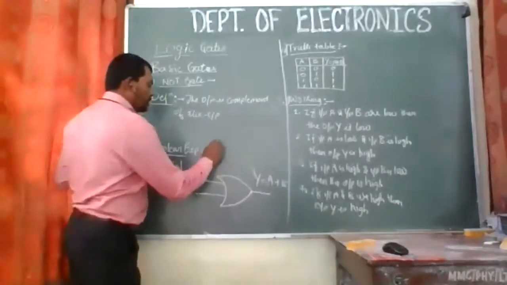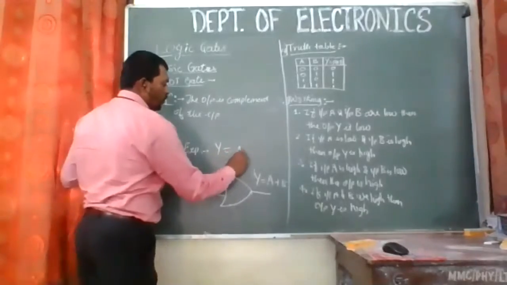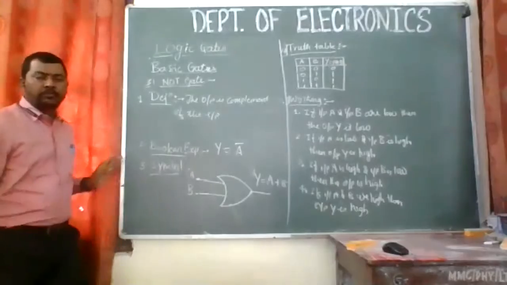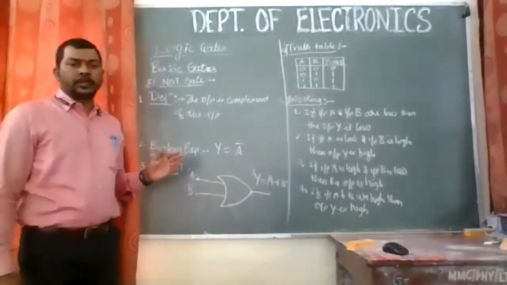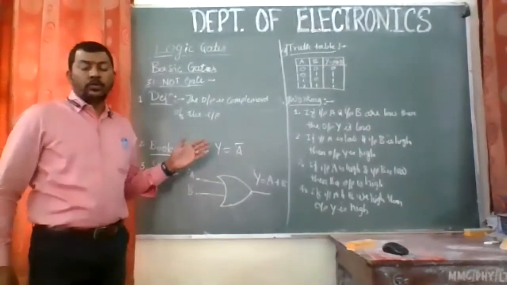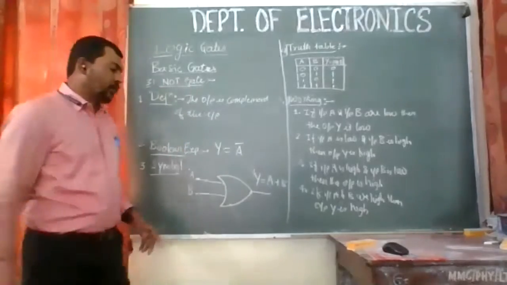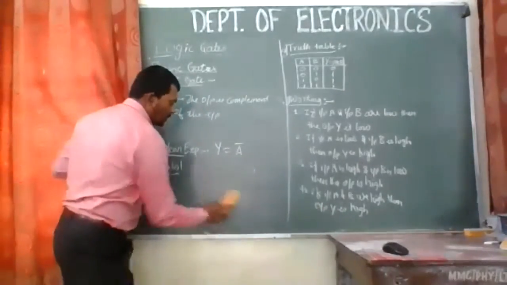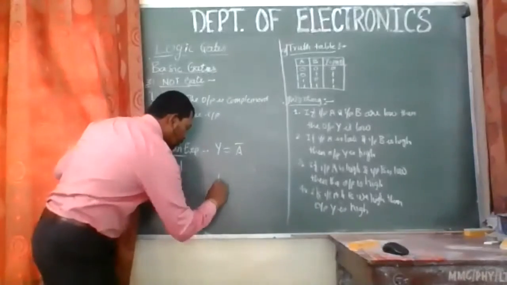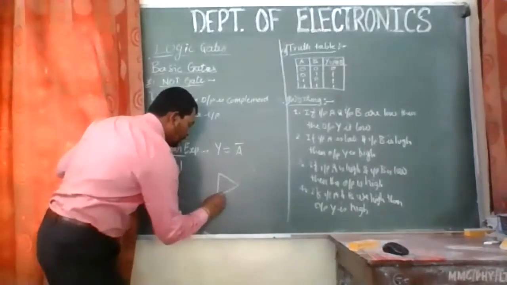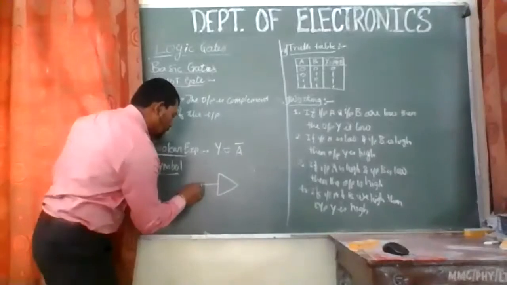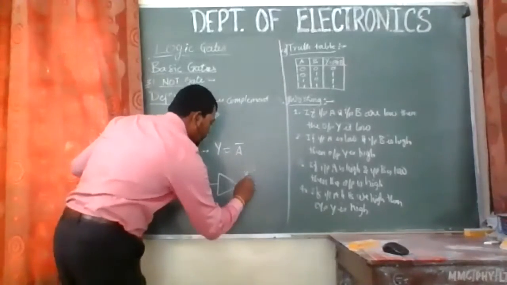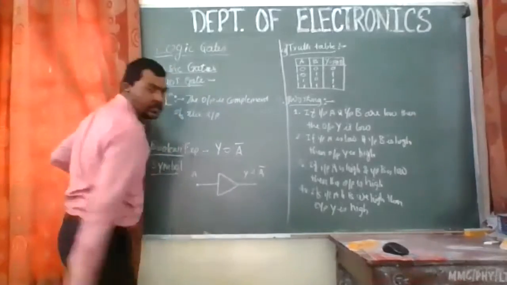Here, this gate has only one input, so we are using A as the input, and we'll write Y equal to A complement, which implies that whatever input we give to this gate, the output will be the reverse of it. Coming to the symbol, this is a triangle with a bubble. We'll draw a triangle like this, which will have one single input and one single output.